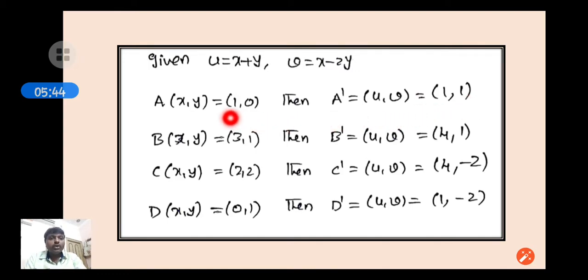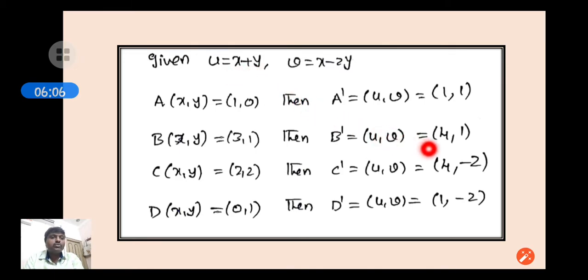So the point 1 comma 0 in the xy plane is transformed into the uv plane as 1 comma 1. I go through the second point, B, x comma y, that is 3 comma 1. If you replace x equal to 3, y is equal to 1, then 3 plus 1 is 4.